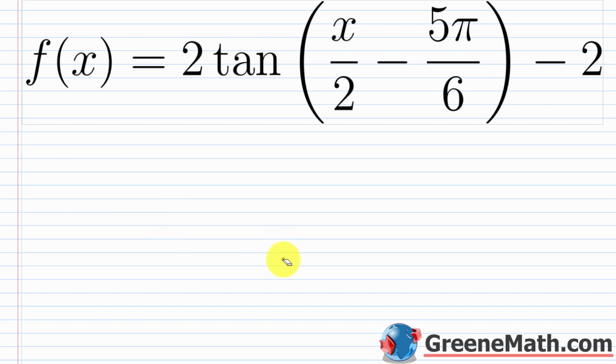To finish things up, and this is going to lead into the next method, I'm going to do this problem again. We wanted to give the phase shift and also the vertical shift. The vertical shift is easy. It's just -2. Let me write that. So the vertical shift, you can just put down 2.